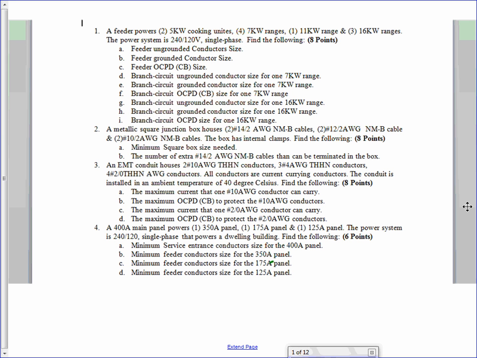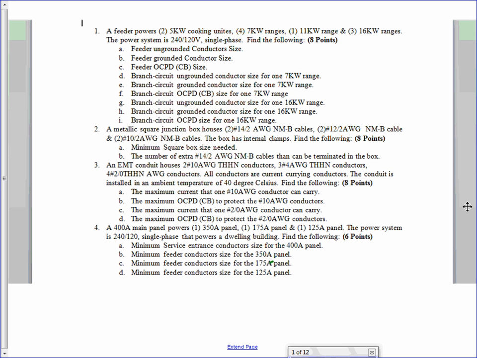Find the following. Has 8 points. Feeder ungrounded conductor size. The ungrounded is the hots. Feeder grounded conductor size. That's what we did yesterday. Feeder overcurrent protection device size. And then we need the branch circuit ungrounded conductor size for the 7 kW range, as well as the grounded, the neutral. We need also one for the circuit breaker for the 7. And also we're going to do the same thing for the 16.